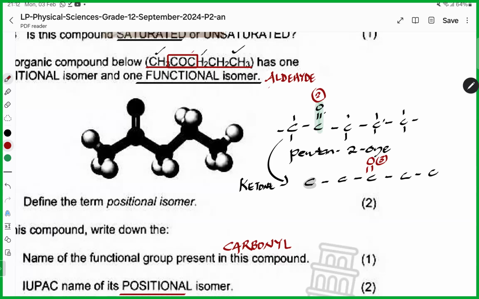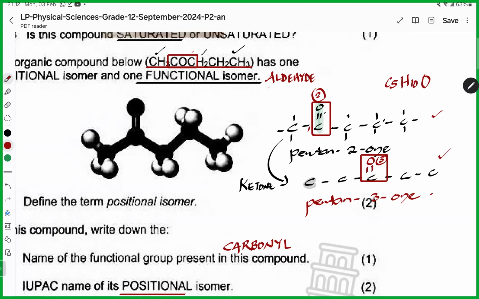These two compounds are from the same homologous series now. They belong to the same family. But the position of the carbonyl group here is 2, and the position of the carbonyl group here is 3. So this makes this a positional isomer. In a positional isomer, you have the same molecular formula. So these two will have the same molecular formula. That molecular formula, by the way, will be C5H10O.